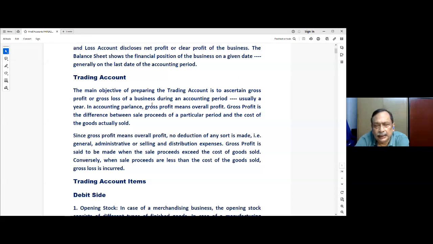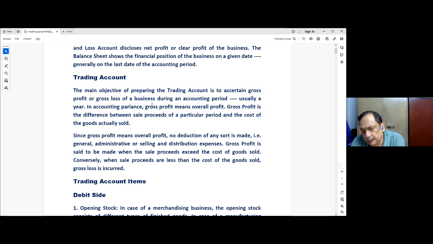Now, let us come to the trading account. The main objective of preparing the trading account is to ascertain gross profit or gross loss of a business during an accounting period, and this accounting period is usually a year. The concept actually comes from the very perception of the accounting cycle.